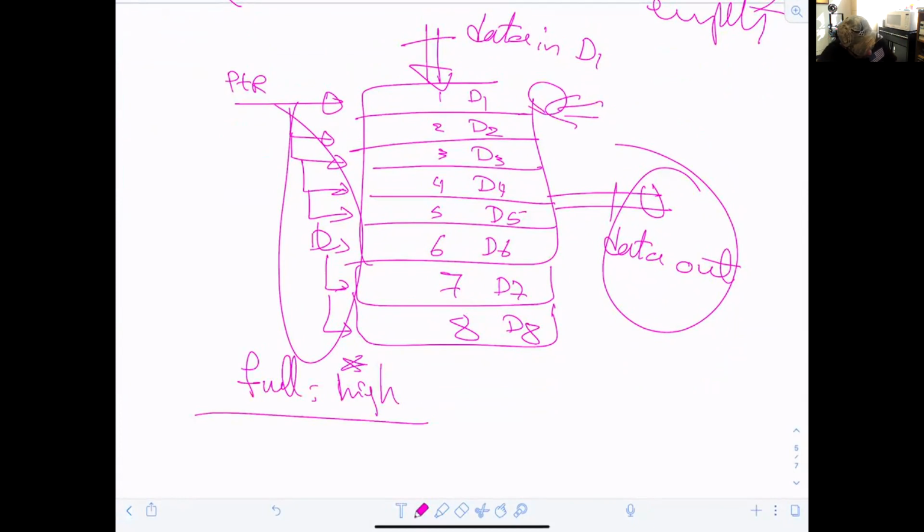Now, this guy, while it's moving to pull data out, has to be decremented, because I already took D1 here, right? No need for D1 anymore, right? So that means I can welcome anything to be written in this case. So that means I have to decrement. Every time I decrement.